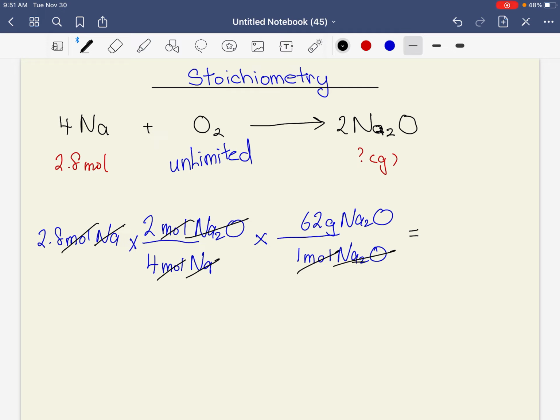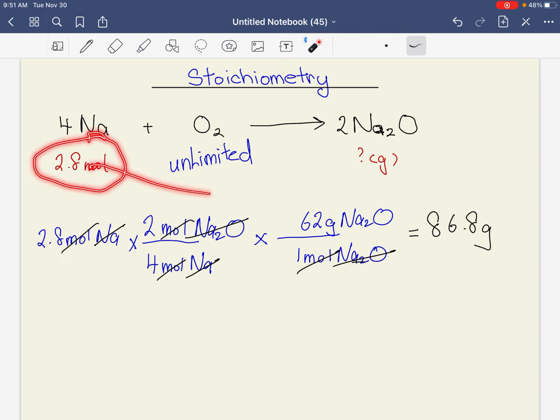So, what would this be? 2.8 divided by 2 times 62, that is going to give you 86.8 grams. So, again, in a concluding statement, 2.8 moles of Na will produce 86.8 grams of product. Pretty sick, huh? Let's do another one.